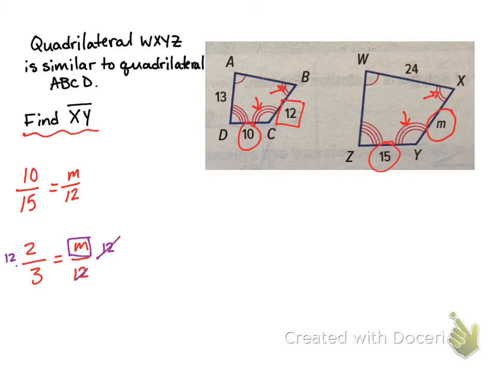Those ones cancel out. On the left side, we have 12 over 1 times 2 over 3. 12 times 2 is 24. Divided by 3 equals M. 24 over 3 is 8. Okay, and our missing side length then should be 8.